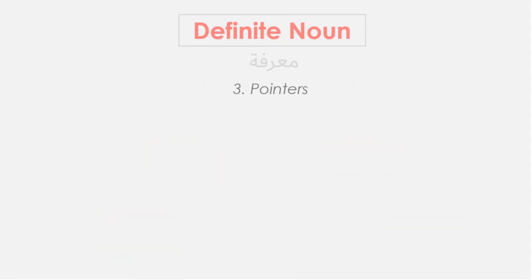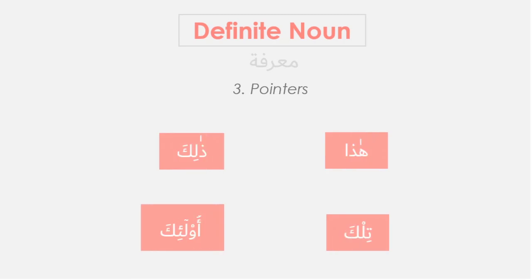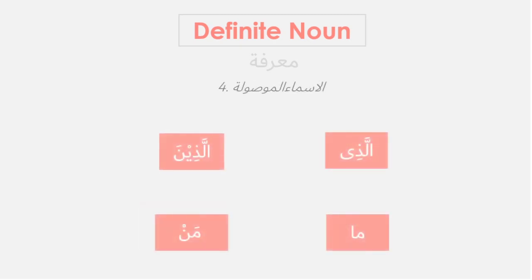The next category is pointers. We will study these and the rest in more detail in our next video. For now, just to give examples, هذا means this, ذلك and tilka both mean that, while أولئك is used as pointer for those. Moving on to the category of al-asma al-mawsula, here are few examples to keep in mind. Alladhi, alladhina, ma, and man. Don't worry about the meanings just yet.